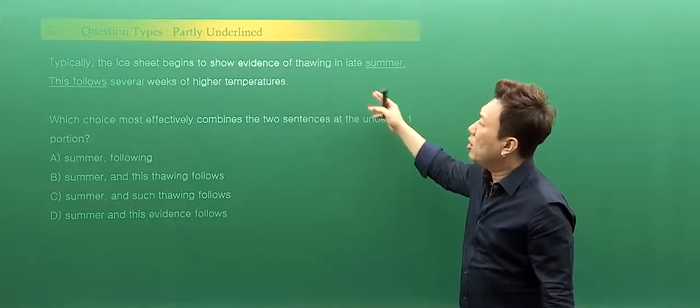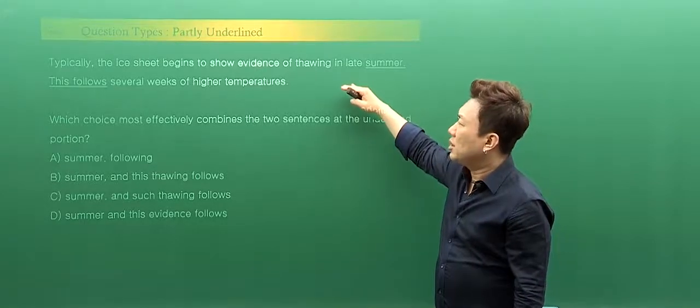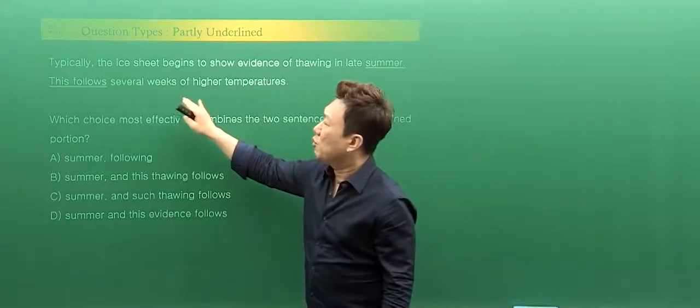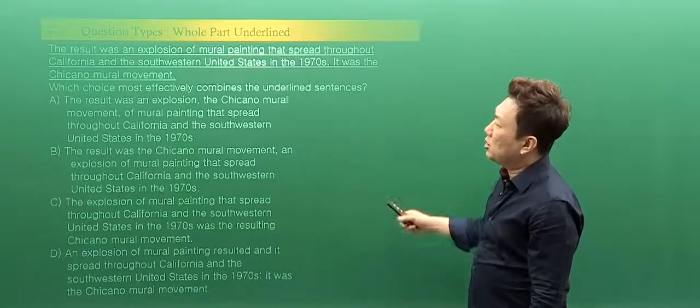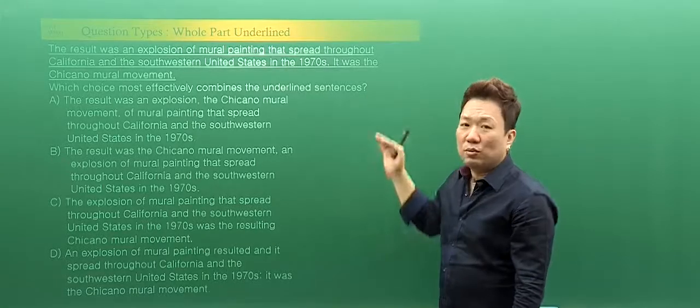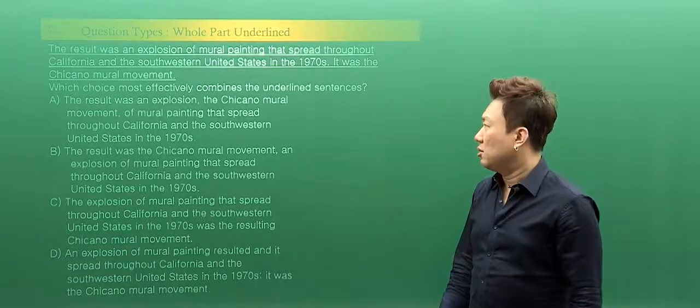First question type is like what? Partly underlined. Here's the original sentence. The whole sentence is not underlined, only part of this sentence. Or you may face those whole underlined sentences, okay? So most of the case, you face this kind of question, all right?